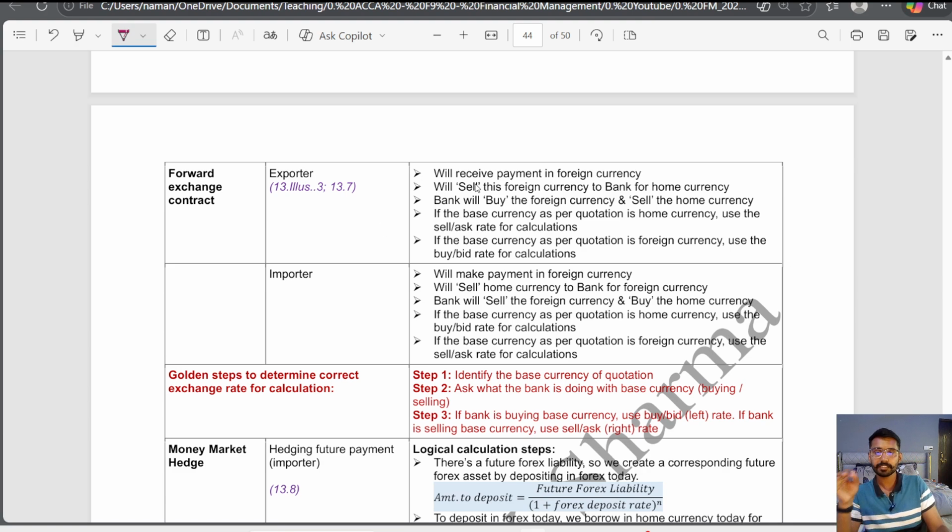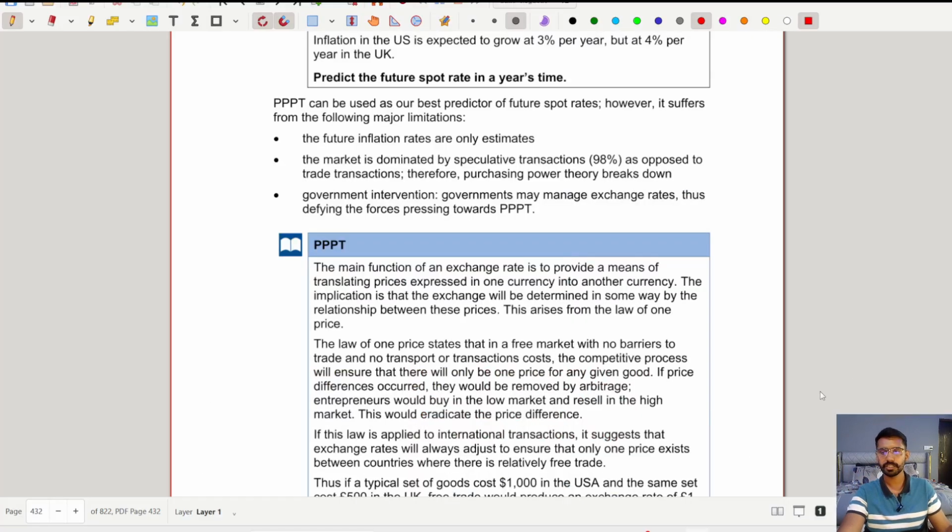So if you are an exporter, you are going to receive payment in foreign currency. You will sell this foreign currency to the bank for home currency. The bank will buy the foreign currency and the bank will sell the home currency. So you will see what the bank is doing with the base currency. Whatever the bank is doing with the base currency, that type of exchange rate you will use. Let's quickly see with the question.